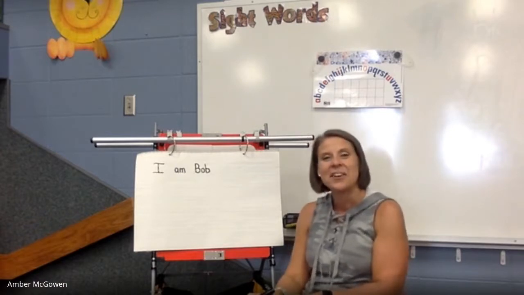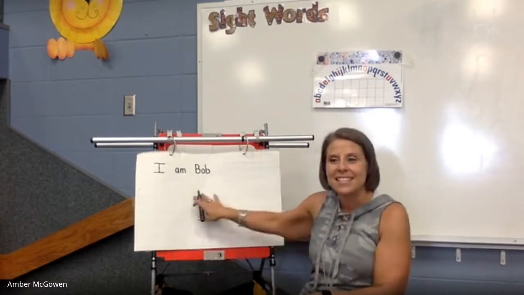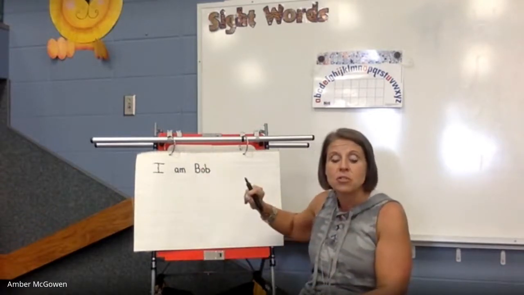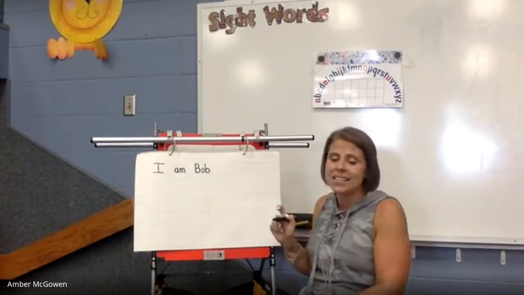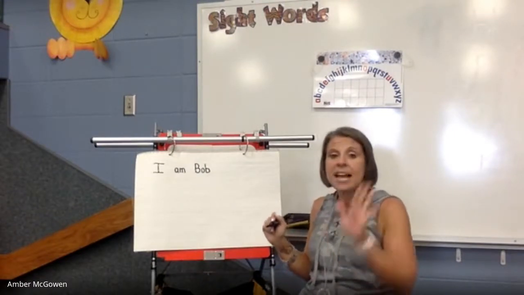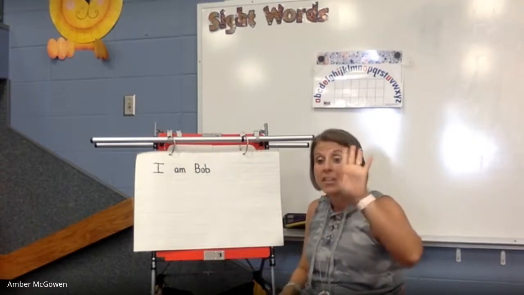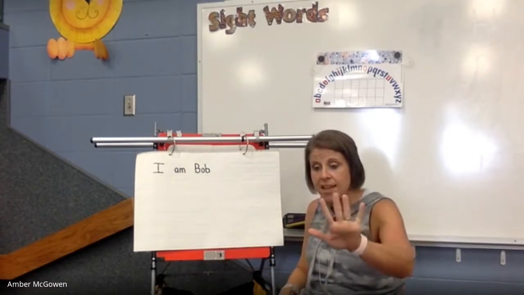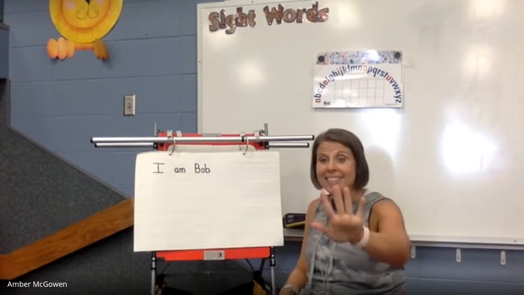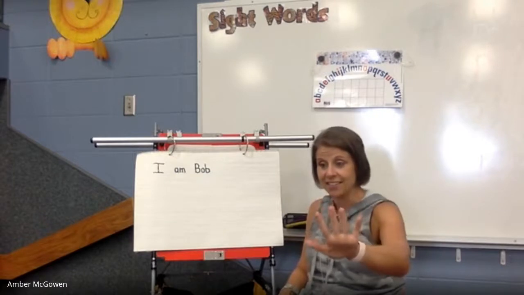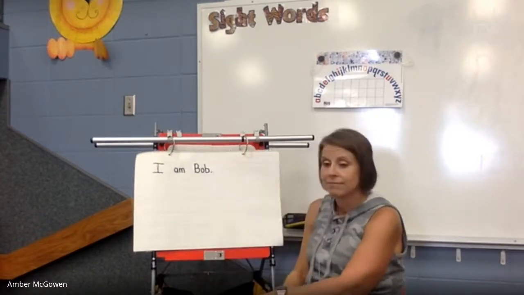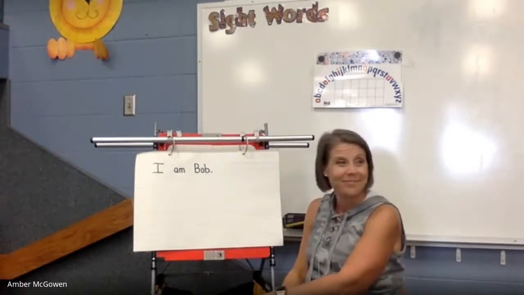Okay, so when you have a sentence like this that's telling you something, it's telling you our name, it ends with what we call a period. Say period. Period's kind of like our stop sign. It's telling us, stop, that sentence is done. Say it with me, that sentence is done. And here's what a period looks like.